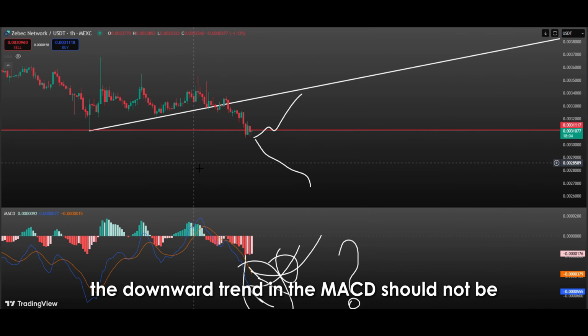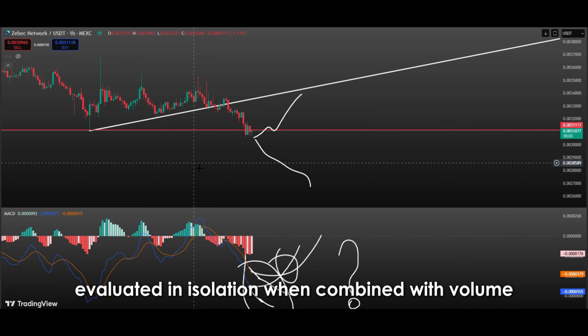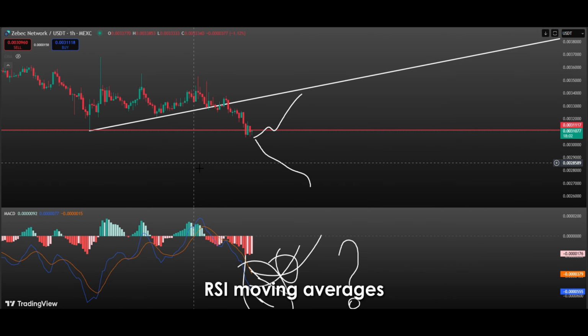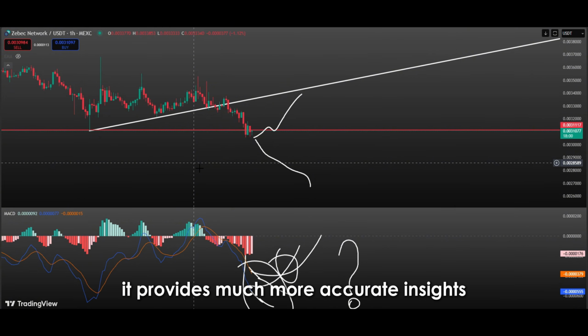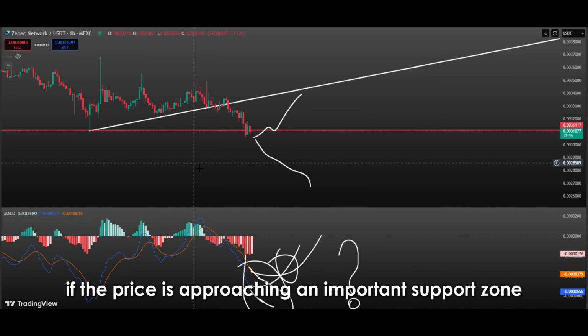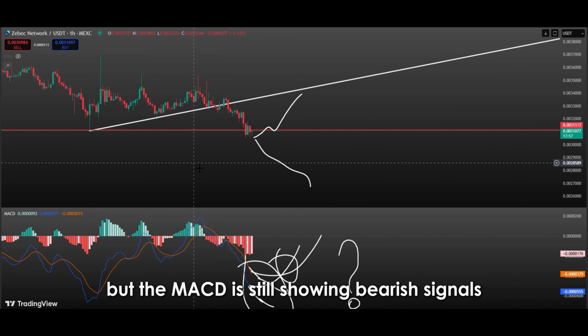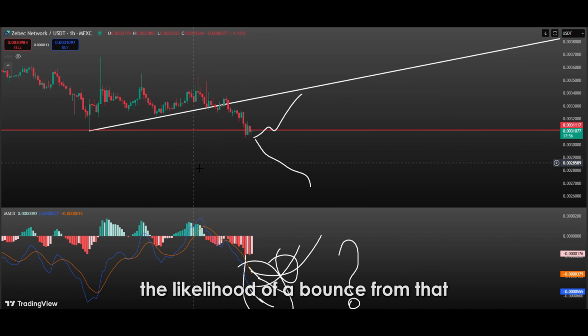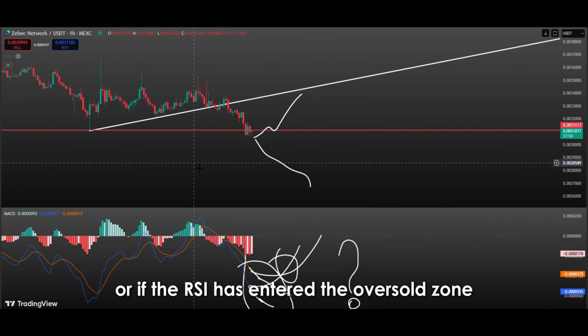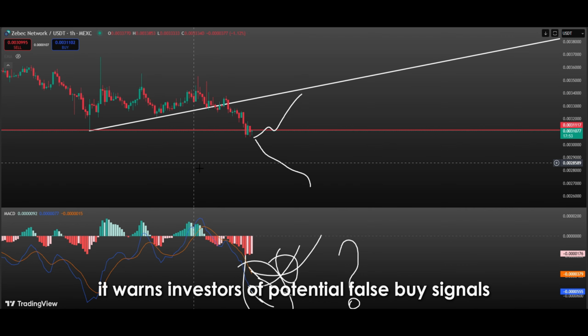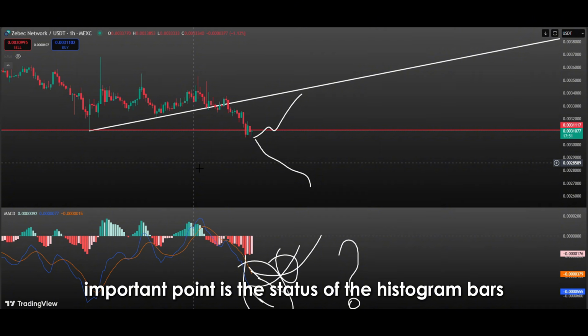The downward trend in the MACD should not be evaluated in isolation. When combined with volume, RSI, moving averages, and price action near support and resistance zones, it provides much more accurate insights. For example, if the price is approaching an important support zone but the MACD is still showing bearish signals, the likelihood of a bounce from that support is weakened. Or if the RSI has entered the oversold zone but the MACD remains negative, it warns investors of potential false buy signals.